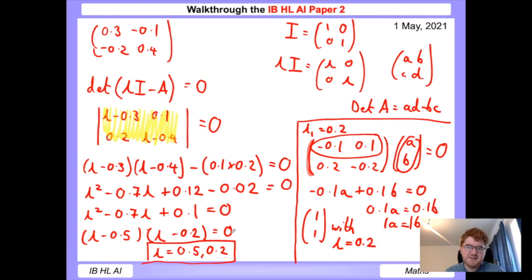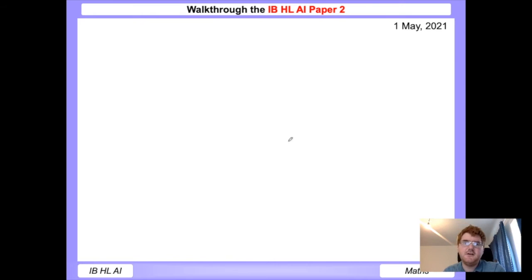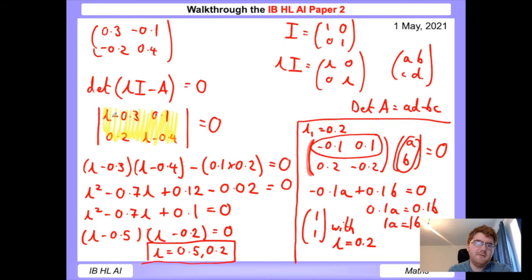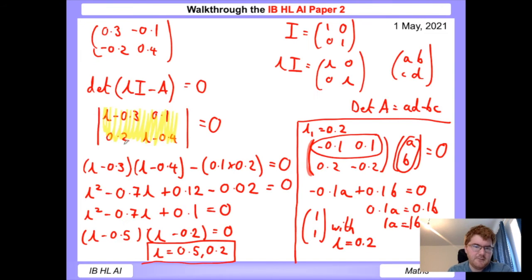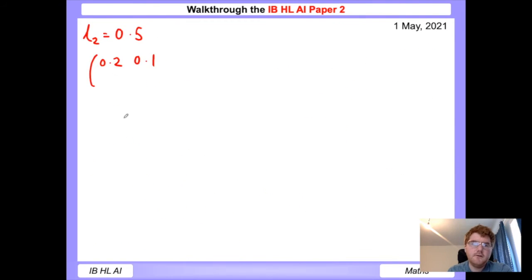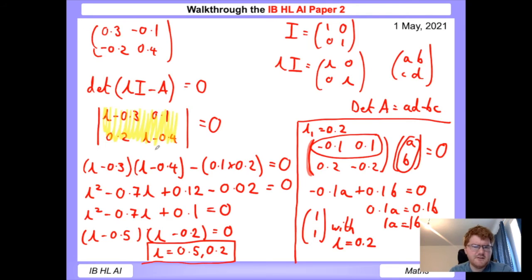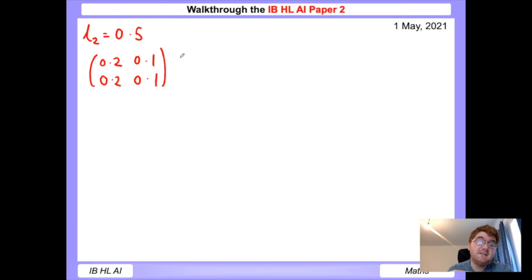We're going to do the same process with 0.5. I'm going to work it out one way and then use a scalar multiple. I'll show you what I do there. So let's go on to lambda 2 being equal to 0.5. So we put 0.5 into here. So we are going to get 0.2, 0.1, and then we get 0.2, 0.1. Is that correct? Just checking this. Yeah, and in this case, the matrix actually, the rows are the same, which happens. That's good. Okay, just need to be a little bit careful at this point.